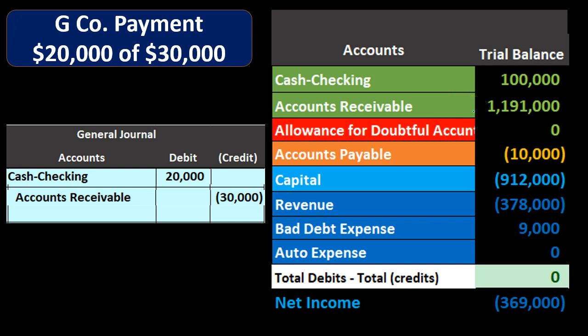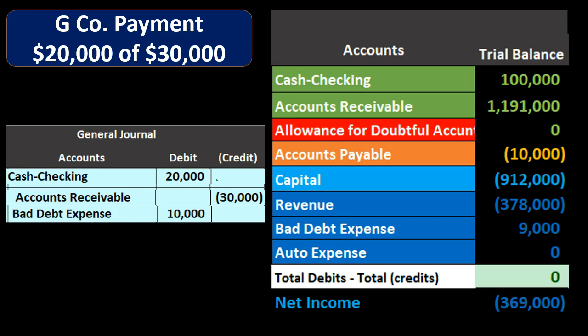This is a debit balance account. Therefore, it goes down with the opposite of a debit, a credit. However, we're not going to credit the $20,000, but the $30,000, the total owed to us, so that we totally remove the amount that's owed to us off the books. Our debits do not equal our credits now. We need a debit of $10,000.